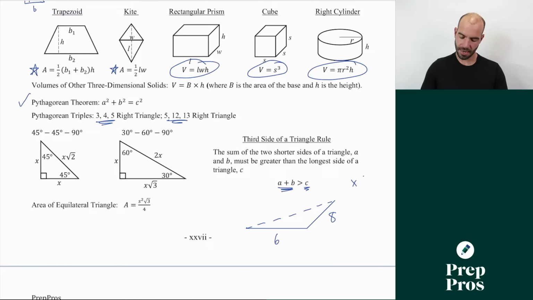So I'll call the third side x, has to be less than 14. Because if you imagine lining up 6 and 8 in a straight line, they add to 14, so it has to be less than that to then make a triangle.